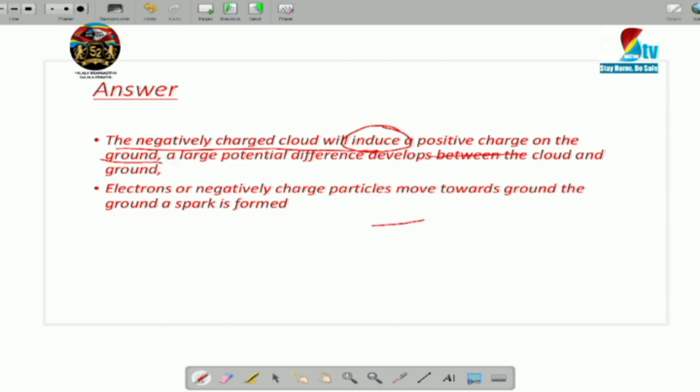Now we have the negative and the positive. So between the two, there's a large potential difference that has been developed. Now electrons or negatively charged particles move towards the ground in the form of lightning. So a spark would be formed. So the answer was correct. I hope we are all ready to go through questions on that. We'll find more probably on your past papers as well.